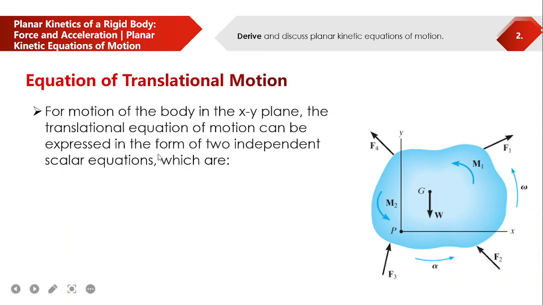For the motion of the body in the XY plane, the translational equation of motion can be expressed in the form of two independent scalar equations. Along the x-axis, the summation of all forces along the x-axis must equal mass times the acceleration of the center of mass along the x-axis. For the y-axis, all external forces along the y-axis equal the mass times the acceleration of the center of mass along the y-axis.